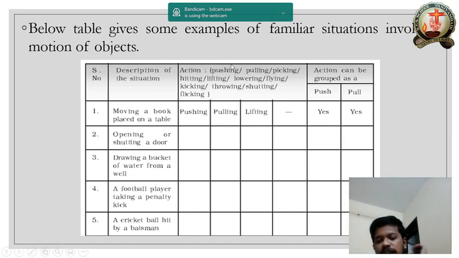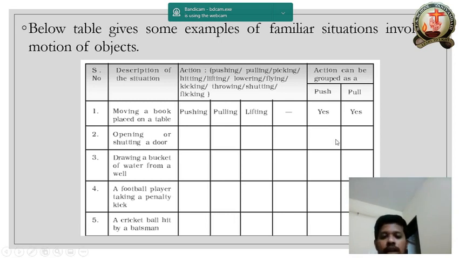So which type of action is being applied? Pulling is applied. The second one, you can also lift the bucket. After pulling, if you want to take the bucket, you can also lift it. So while drawing the bucket of water from the well, either you are applying pulling or you are applying lifting. You cannot push the bucket. If you try to push the bucket, it will fall in the bin. So here no pushing action, no flying action, no kicking, anything.